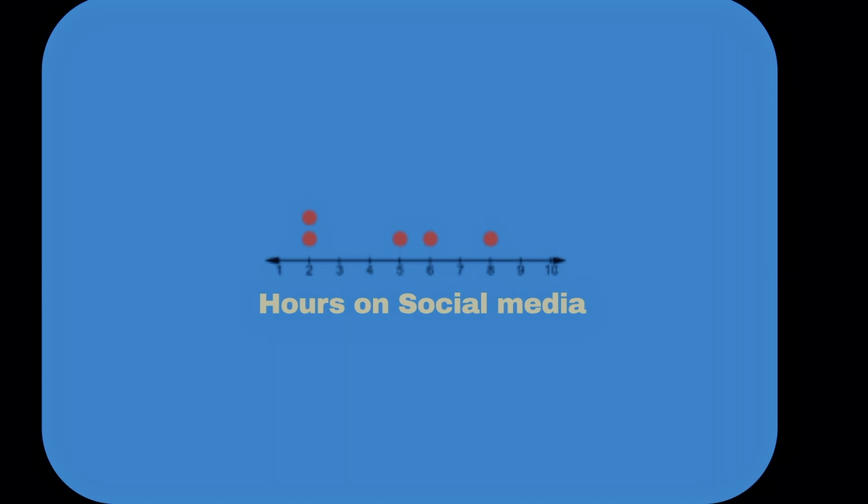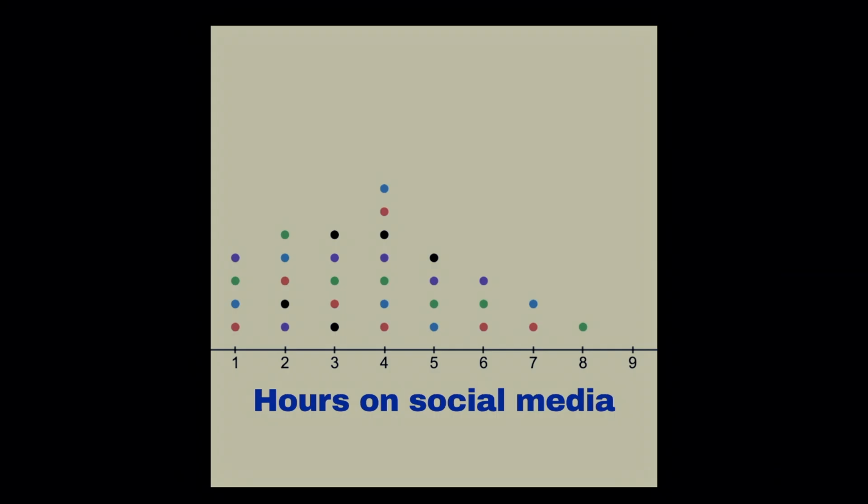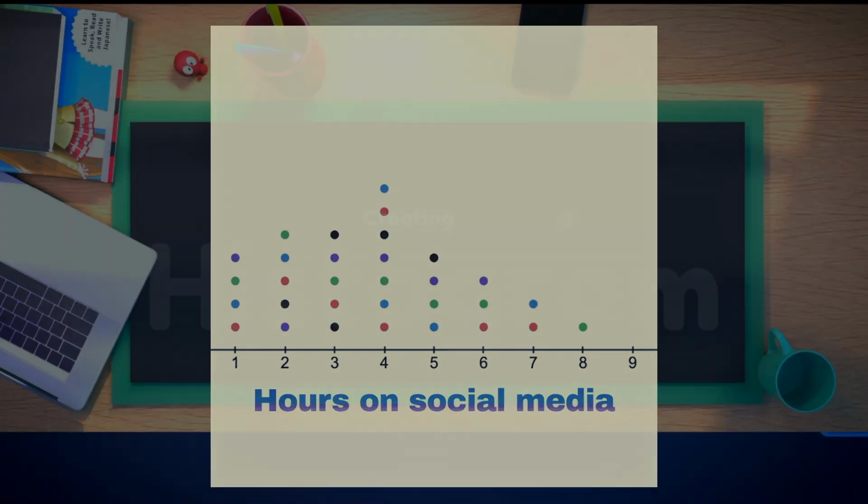Since our tiny class only had 5 students, let's look at a dot plot of a class of 30 students from 2023. Notice the data is clustered around 4 hours per day. So this value is likely near the mean or median value for this data set.